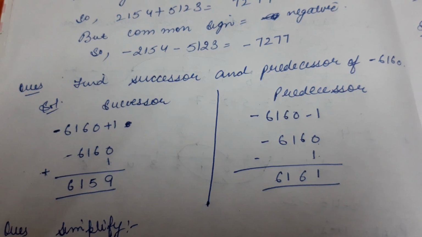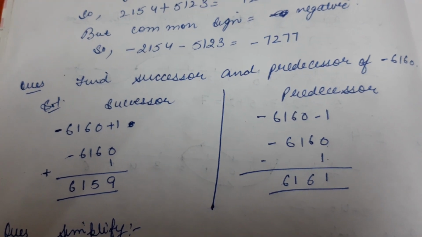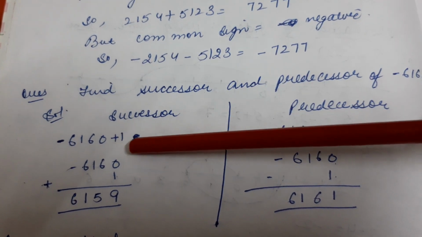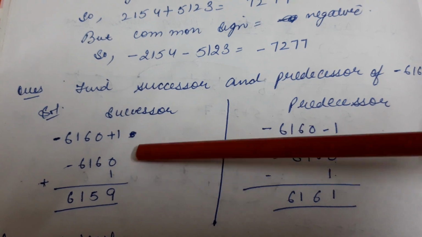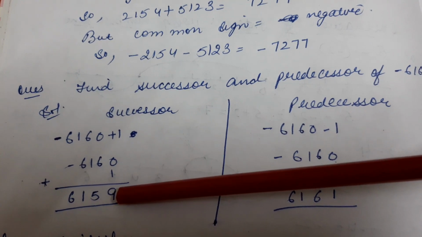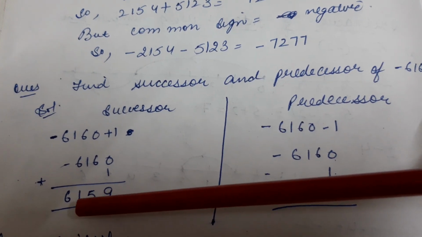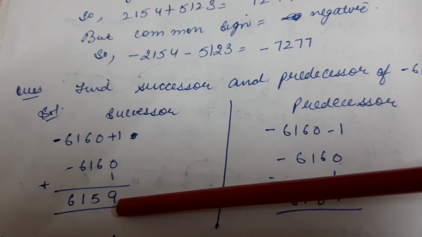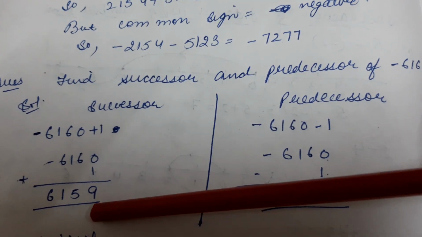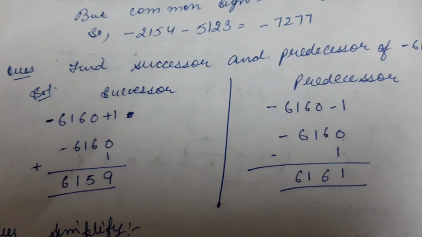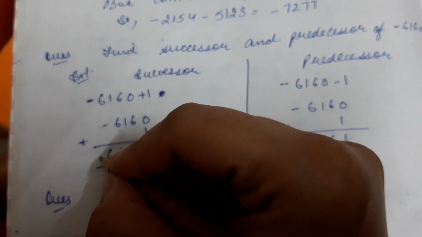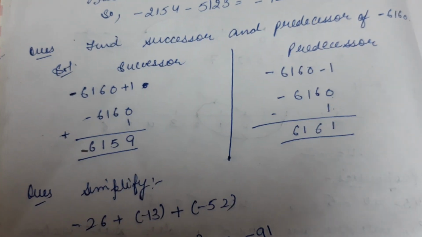Next is find the successor and predecessor of minus 6160. Successor means when we add 1. So when I add 1 to minus 6160, what is the answer? Plus minus, again 1 is positive, other is negative, so we have to subtract. So let us subtract. The answer is 6159 and the sign will be of the greater number. Here the greater number is having a sign negative, so the successor will be minus 6159.